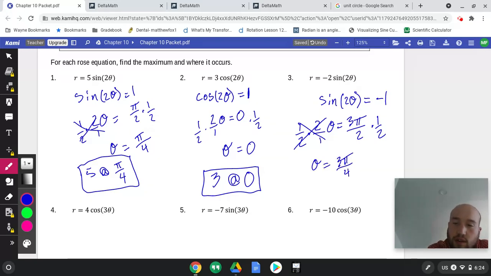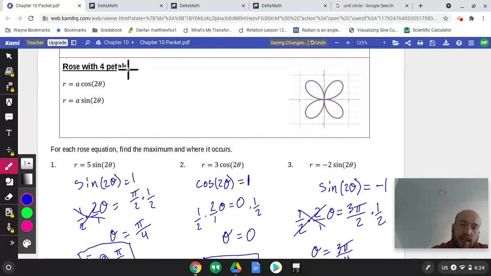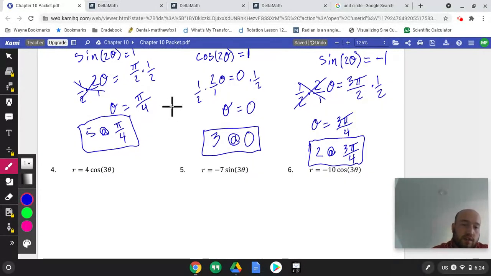And we know that would occur. So here we have a -2, but the maximum will occur when that is a value of 2 at 3 pi over 4. So whatever that a is, that is what the absolute value of a, that's your maximum. And we figure out where it's at using this method.